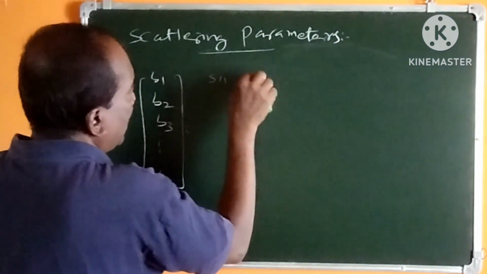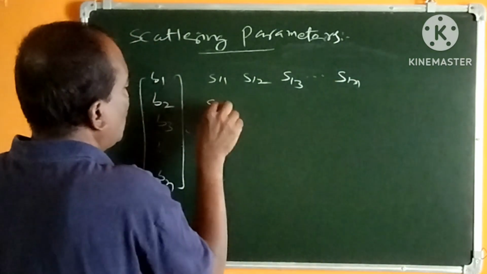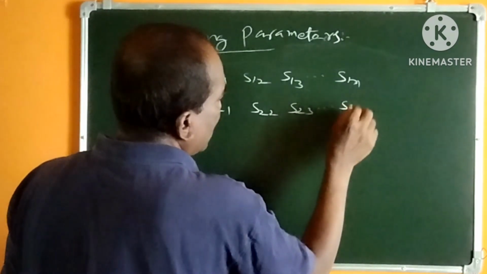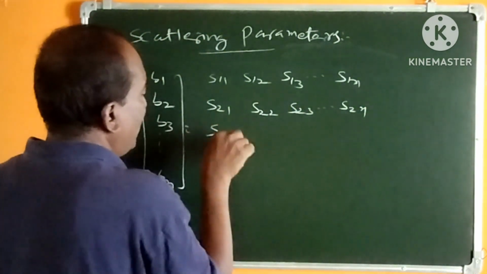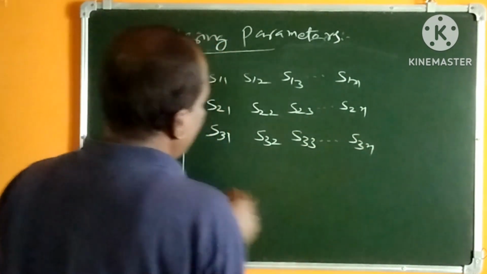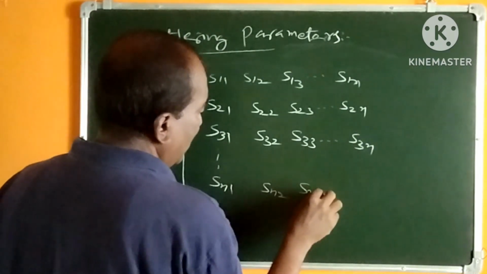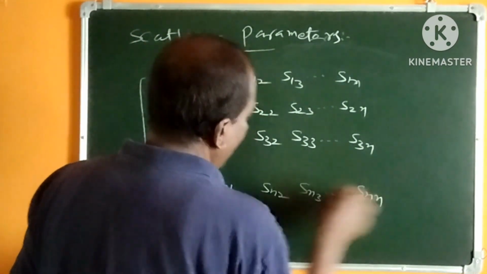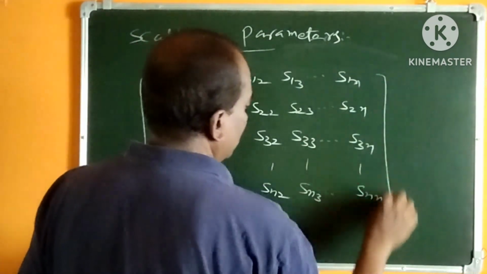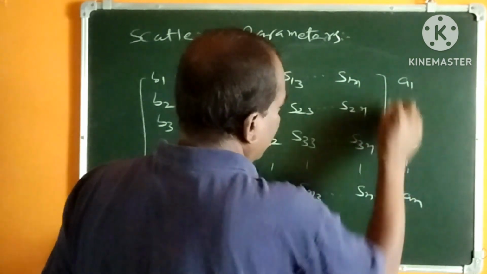it is S11, S12, S13, etc. S1n, S21, S22, S23, etc. S2n, S31, S32, S33, etc. S3n, and etc. Sn1, Sn2, Sn3, etc. Snn, into A1, A2, A3, etc. An.